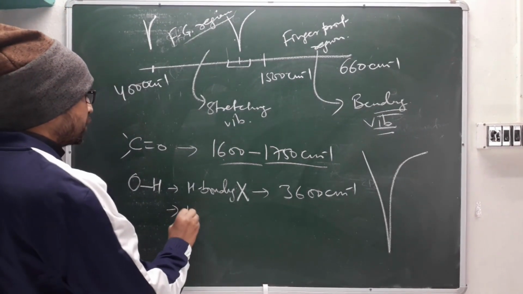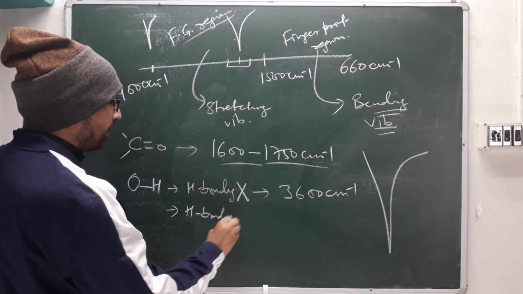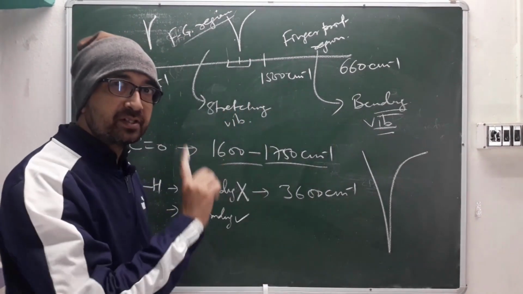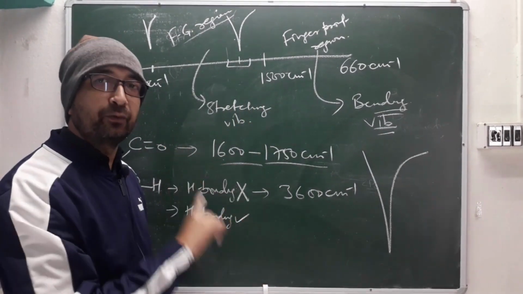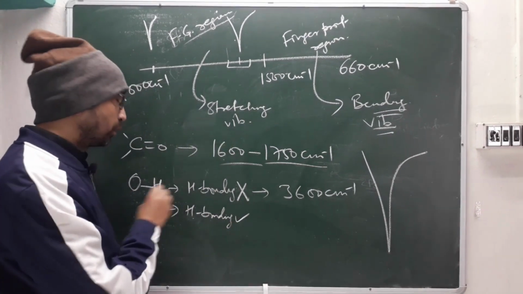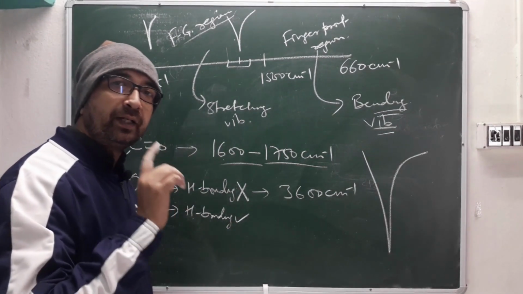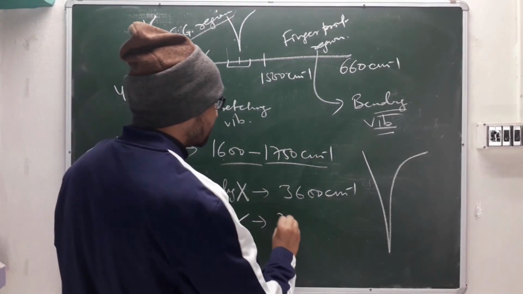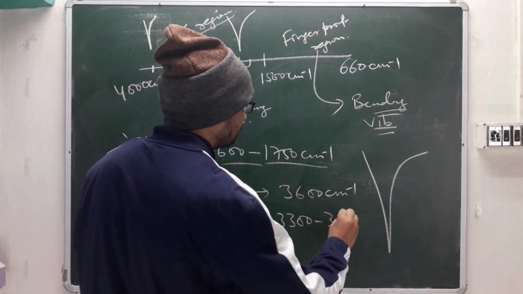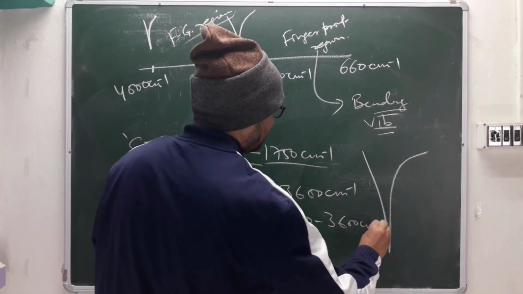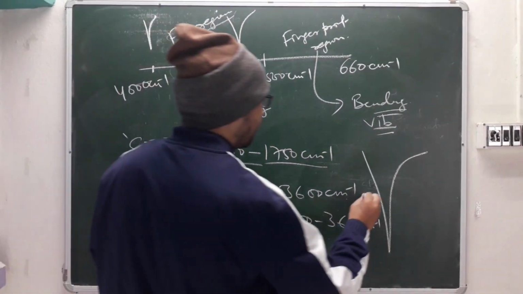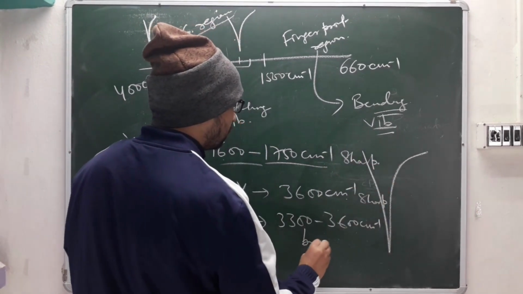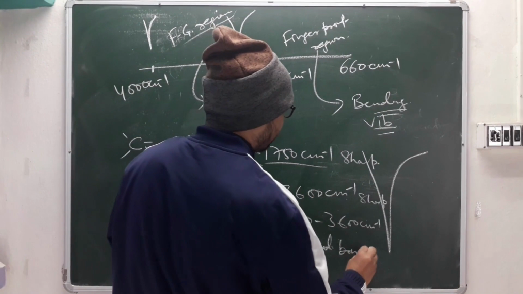And suppose you have hydrogen bonding. If it is a carboxylic acid, it will have hydrogen bonding, correct? I'll discuss an example where hydrogen bonding won't be there. If hydrogen bonding is present, the band will start from 3300 to 3600 per centimeter. The non-bonded OH band nature will be sharp, but this one will be a broad band.